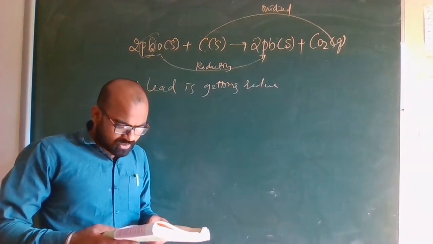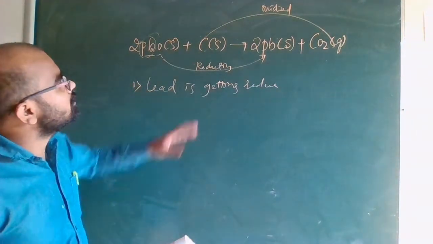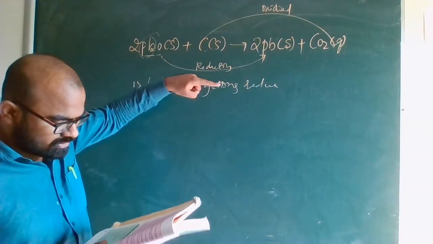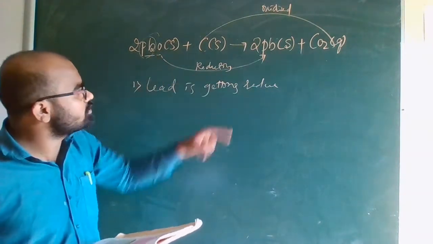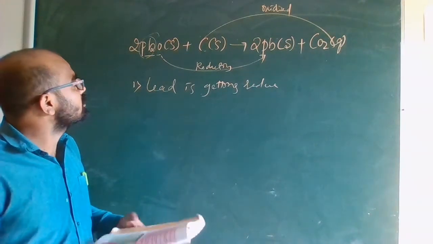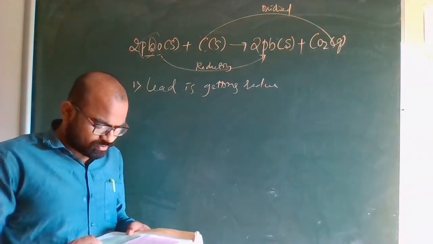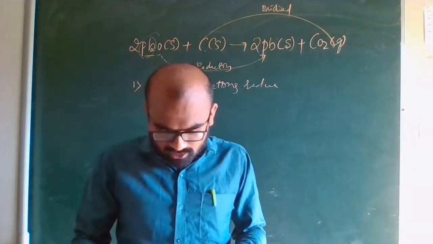Carbon dioxide is getting oxidized? No. Carbon is getting oxidized. Lead oxide is getting reduced. It is correct, but C and D should be there, but they have not given that.